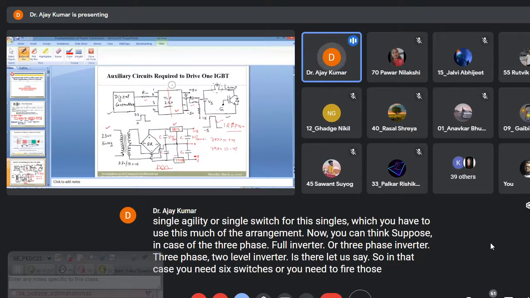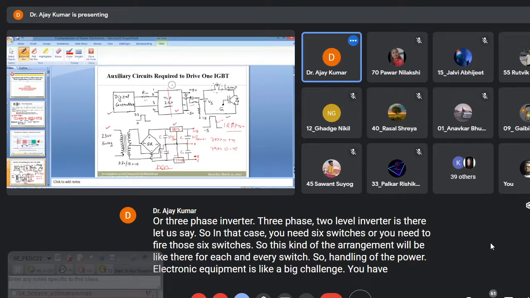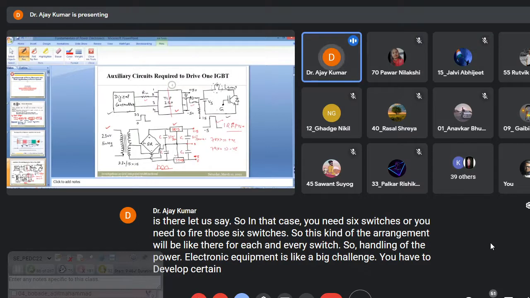So this kind of arrangement will be there for each and every switch. So handling of the power electronic equipment is a big challenge. You have to develop certain auxiliary circuits so that you can handle the power electronic switches.